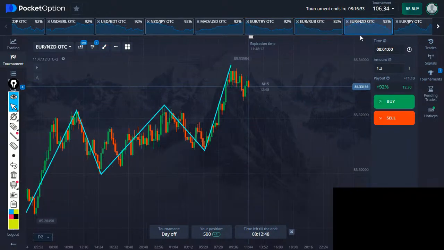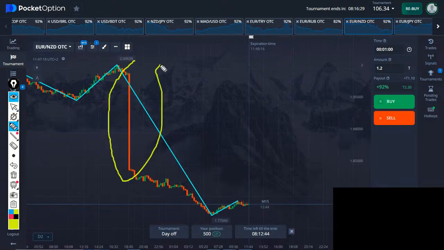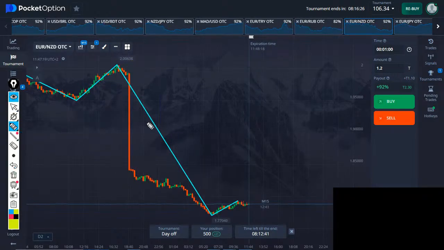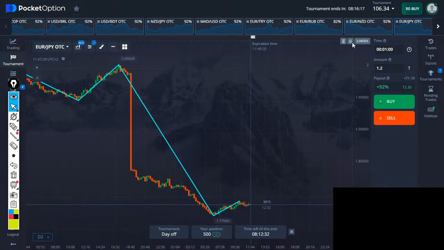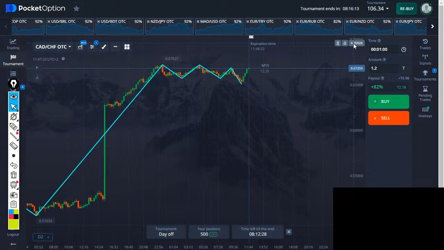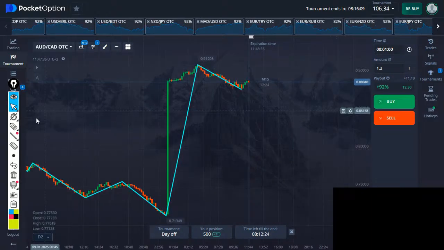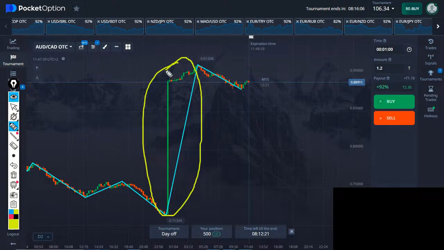Again, I'm trying to be picky today. Look at this, come on. I mean, brokers should do a better job hiding manipulation. It's so obvious. Look at this. Avoid when you see such movements. I mean, come on, avoid trading those pairs.